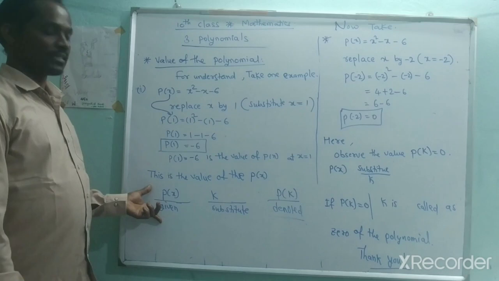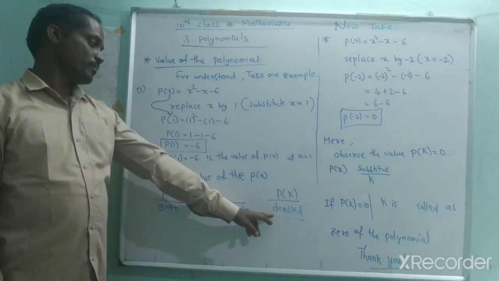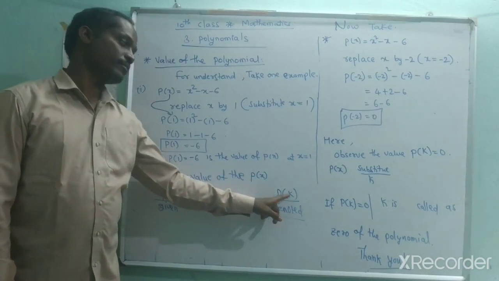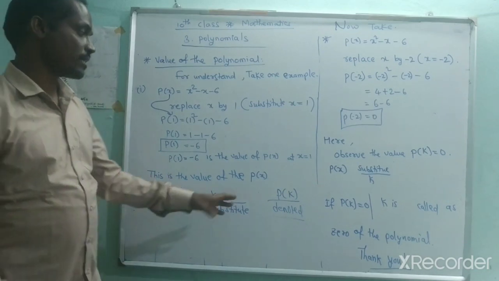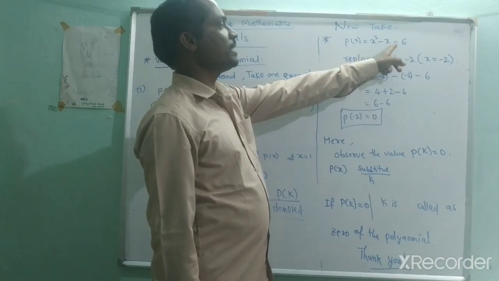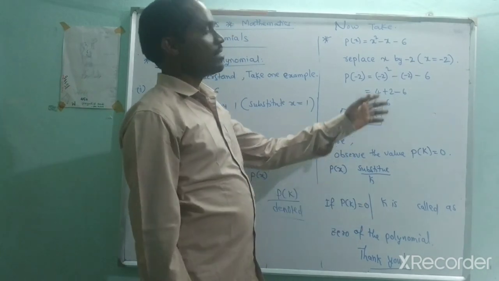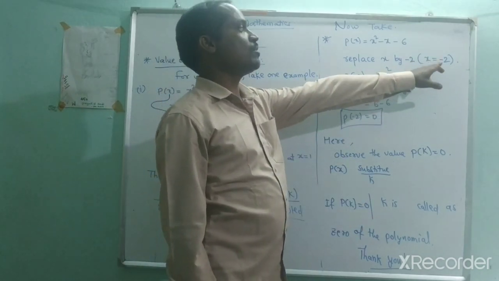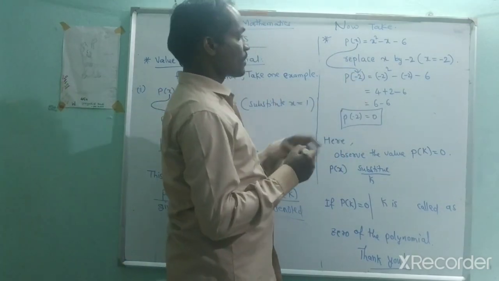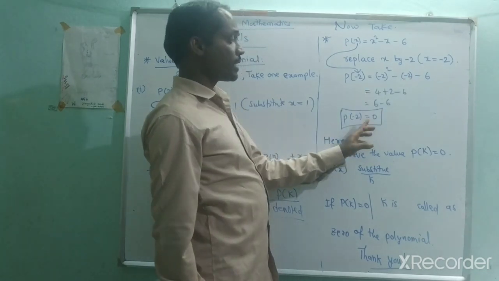This is the value of the polynomial p of x. Given k as the substituting value, we denote the value of the polynomial as p of k. This p of k means the value of the polynomial. So we take another example. p of x is equal to x square minus x minus 6. Here replace x by minus 2. That means we substitute x is equal to minus 2. In the place of x we substitute minus 2 whole square, minus of minus 2, minus 6. So we get the answer 0.